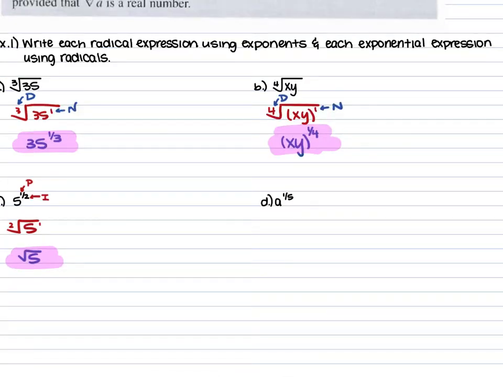For example D, we have a to the power of 1/5. Again, the numerator is going to be your power, and the denominator is going to be your index. So this is going to give us the fifth root of a to the first power. Now this is the same exact thing as just saying the fifth root of a.